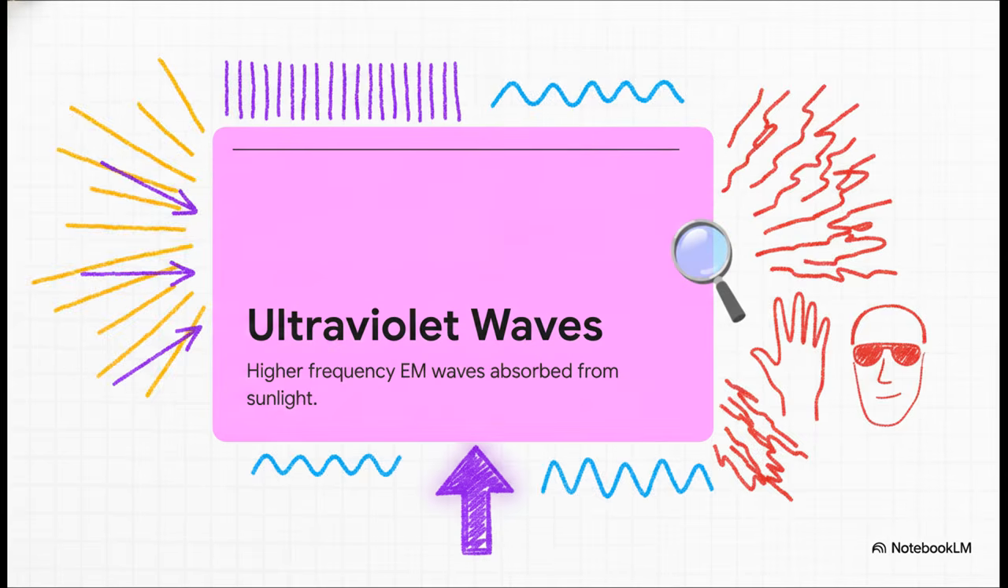All right, now we step past what our eyes can see, moving into the much higher energy territory of ultraviolet, or UV waves. The wavelength here drops way down to between 10 and 400 nanometers. As the frequency shoots up, we mark a really critical transition point. This is where the physical impacts of these waves on the human body become much more intense.